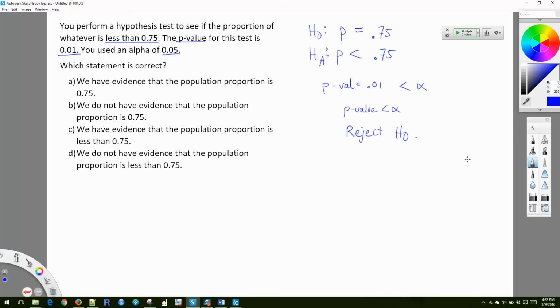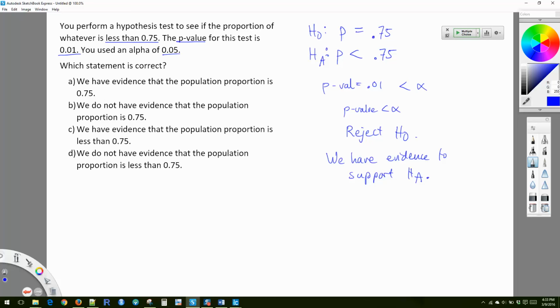Okay, so rejecting the null means, remember, we never say we accept the null. We either reject the null or we don't, and then we either support the alternative or not. So in this case, we have evidence to support the alternative. All right, so let's look at what these things say.